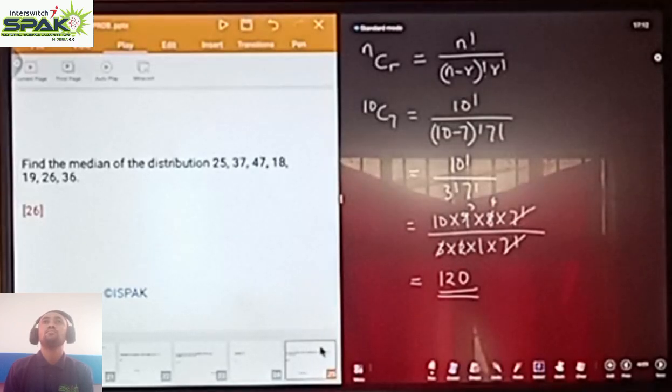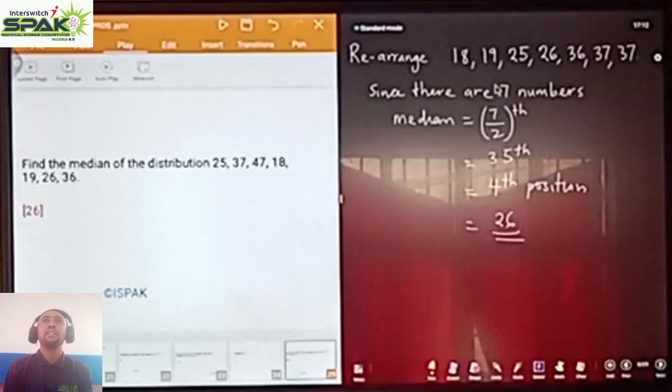And the next one is to find the median. Don't forget, for the median you have to rearrange first. When you rearrange, you have this data. Since there are 7 data, the fourth number will be the median. When you divide 7 by 2 you get 3.5, approximately 4, so the fourth position is the median, which is 26.